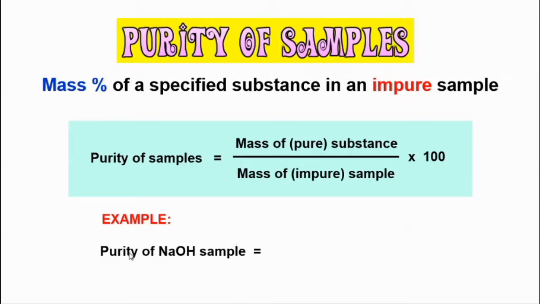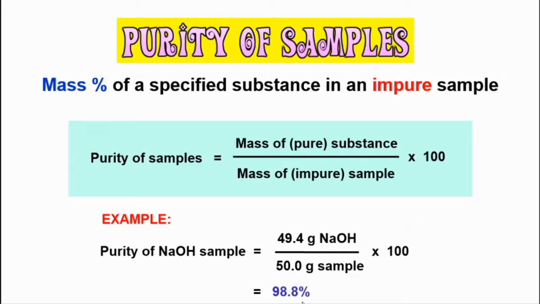So how to calculate this? Based on the given equation here, the mass of pure sodium hydroxide, in this case let's just say, is 49.4 grams. Divide by 50 grams, which is the total mass of the impure sample of sodium hydroxide, and you multiply by 100 and we are going to get 98.8%.